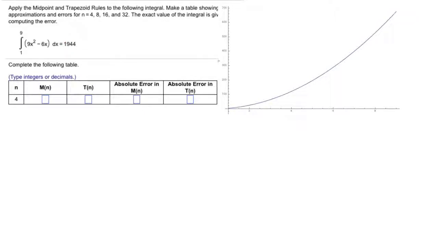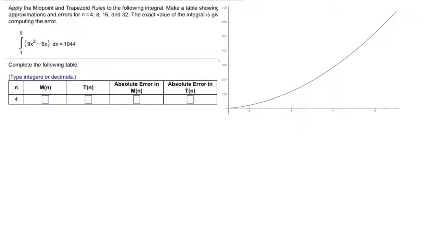And again, the reason that they're asking us to calculate these errors is so that we can see how the errors behave as the number of subintervals increases. Generally, we won't know the exact answer when we're trying to estimate an integral, because if you know the exact answer, then why would you be estimating it?